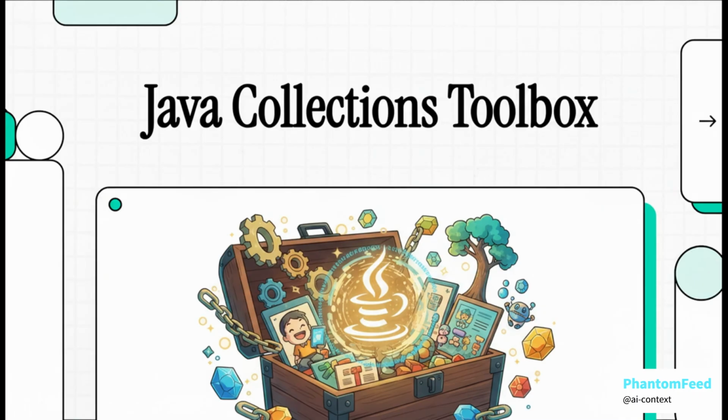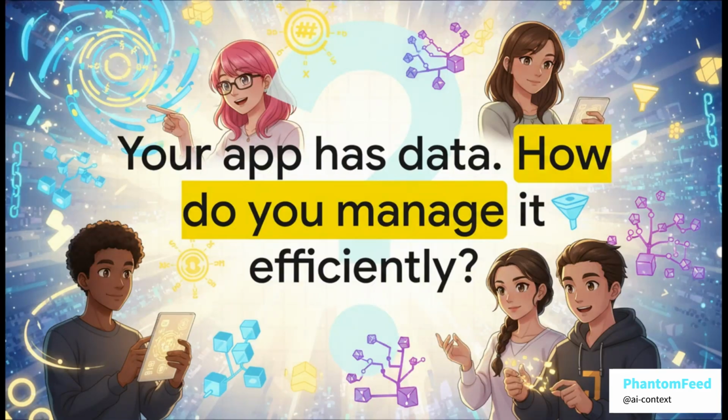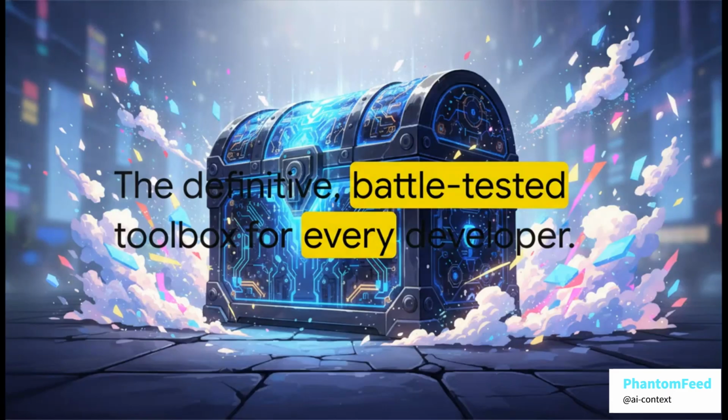Let's dive in. Every single application, I don't care if it's a tiny script or a huge enterprise system, has to store and shuffle around groups of objects. So the real question isn't if you'll manage data, it's how. How are you going to do it in a way that's fast, safe, and actually clean to read? And that right there is where this framework comes in.